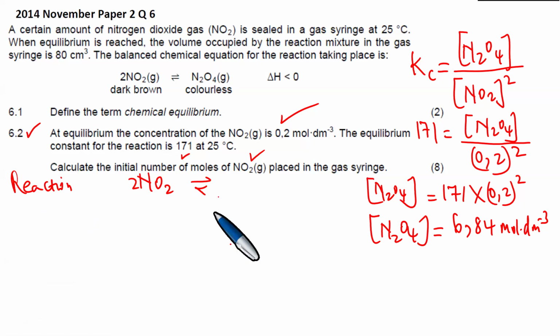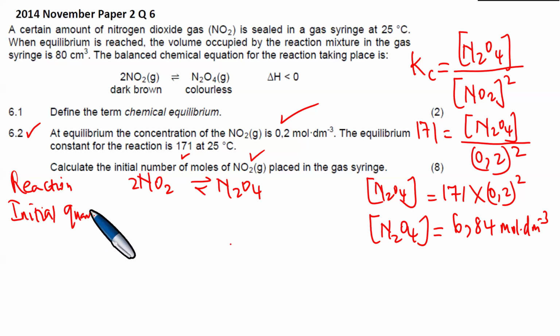So we have N2O4 as a gas. Moreover, what then are we able to achieve? We have the initial quantity, and this initial quantity is in mole. And we have the change, the change in mole. And then we have the quantity.